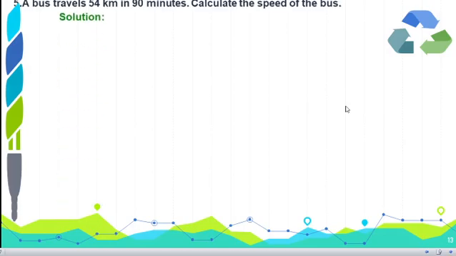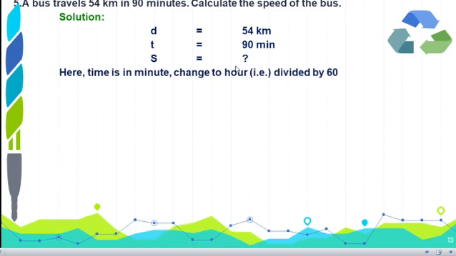Next we are going to discuss a numerical problem regarding speed. A bus travels 54 km in 90 minutes. Calculate the speed of the bus. What are the values they gave? We should note down. A bus travels 54 kilometers, so distance is given. Distance is equal to 54 kilometers. Time they gave is 90 minutes. What do you want to find out? Speed. So put a question mark for speed.